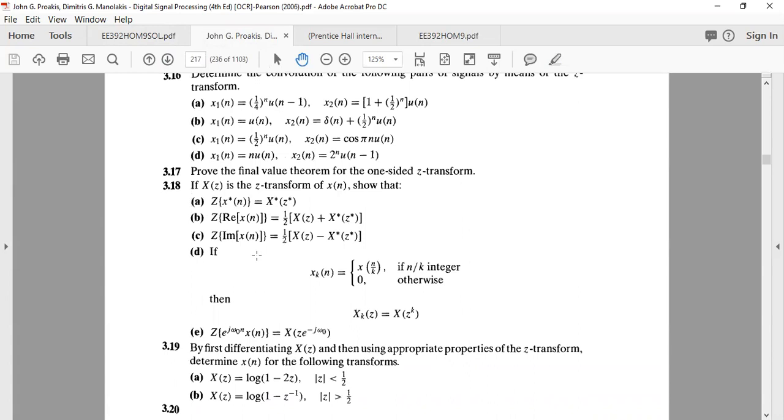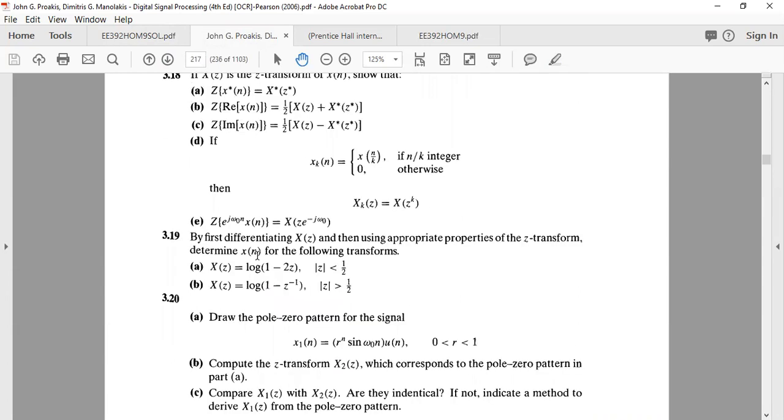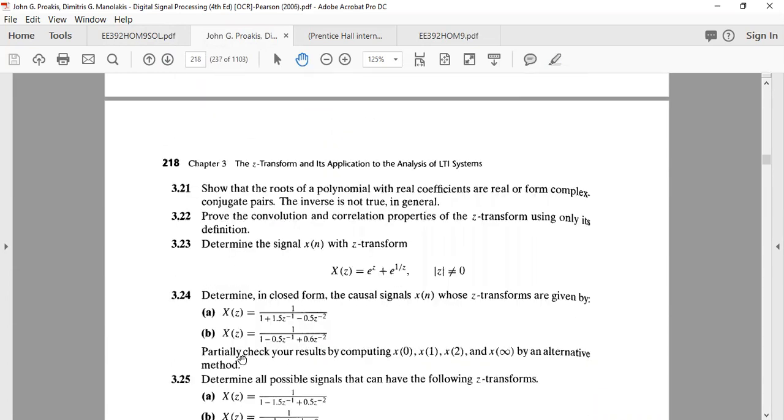Okay, so that was for the particular question right over here. We had performed this partial check here by computing, so we have already done this, right?